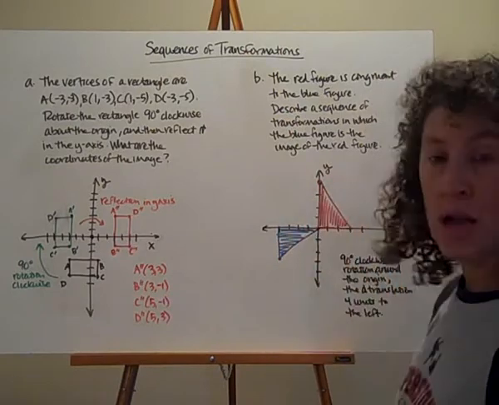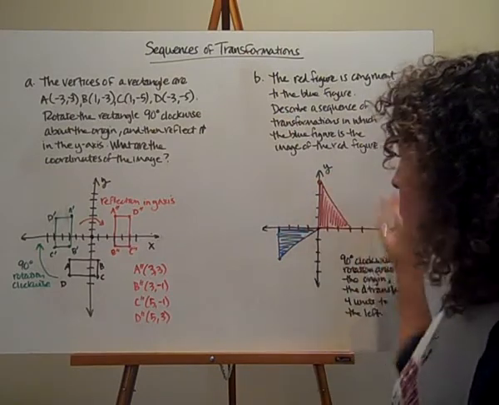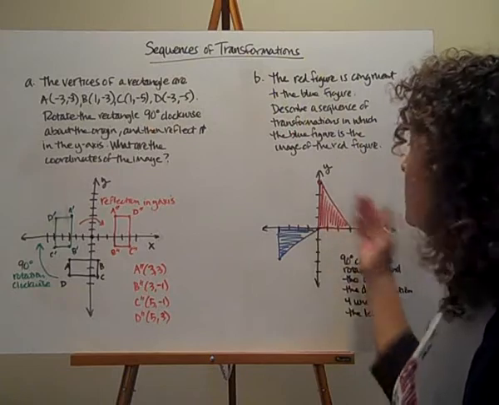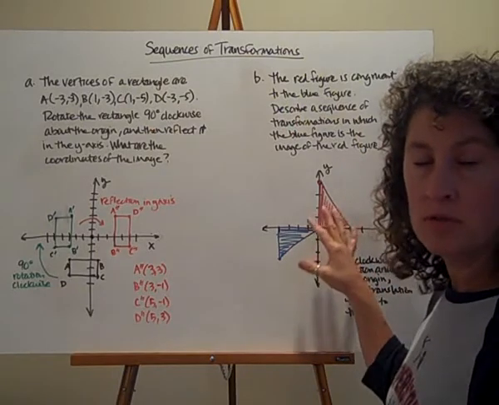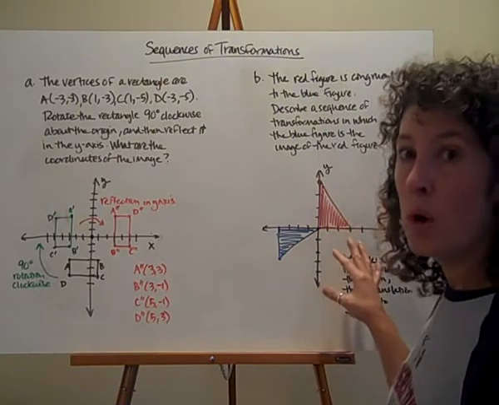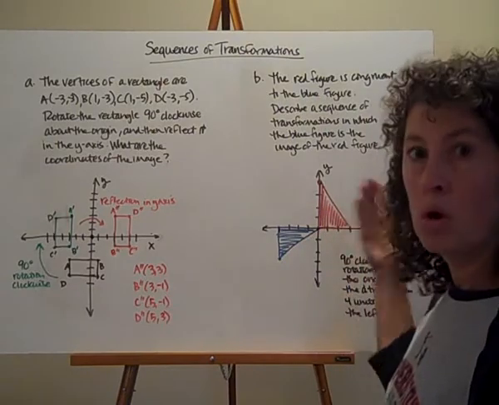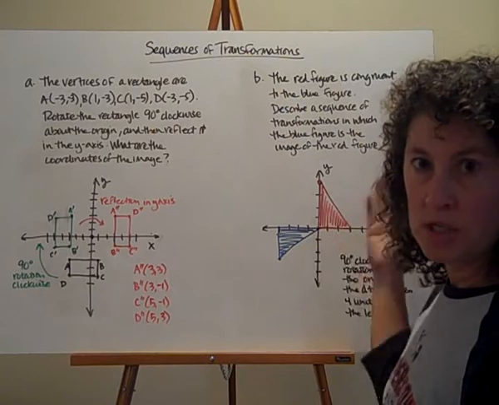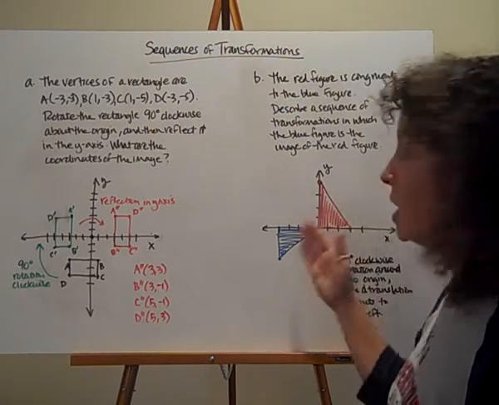Okay, so we have to imagine what could we have done to start at the red and come up with the blue. And frequently when you look at a sequence of transformations and are trying to figure out what could have been done, there's more than one possibility, but you should come up with more than one transformation to get to your image from that point.